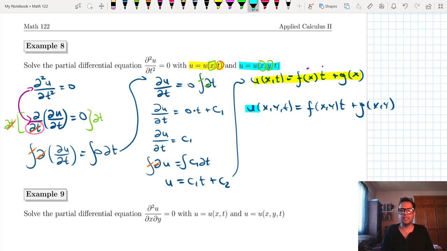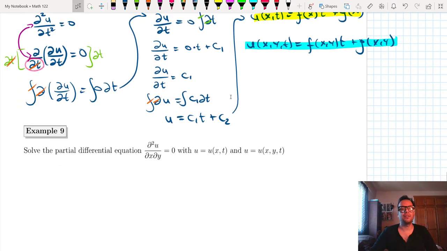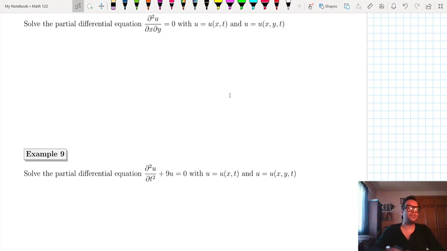Okay, so let's highlight this to connect with the other instruction here, and that's the final answer for both functions. Okay, let's solve another partial differential equation, but be careful here. In this case, it is first differentiated with respect to y and then differentiated with respect to x. So the order matters.